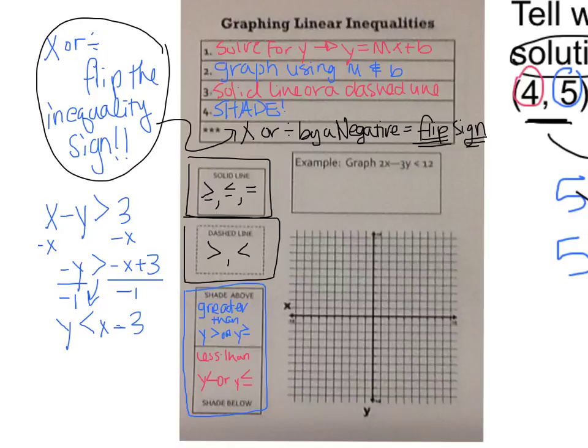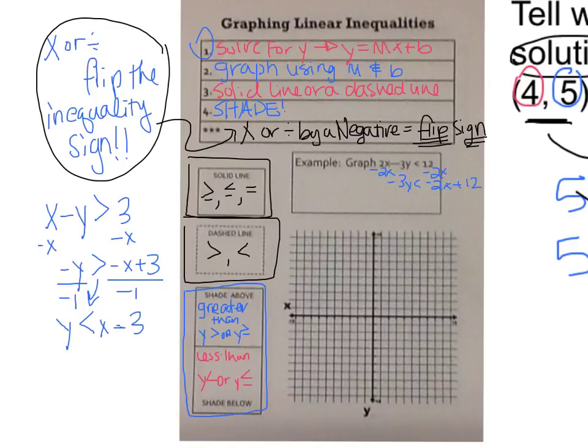We have a graph. We have 2x minus 3y is less than 12. So going through that example problem, first step, we need to solve for y. We need to get into y equals mx plus b form, slope-intercept form. So I'm going to subtract 2x from both sides, and I end up with negative 3y is less than negative 2x plus 12.